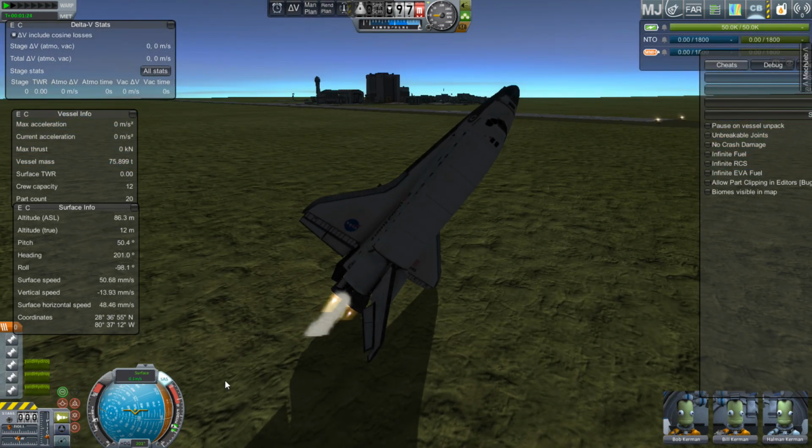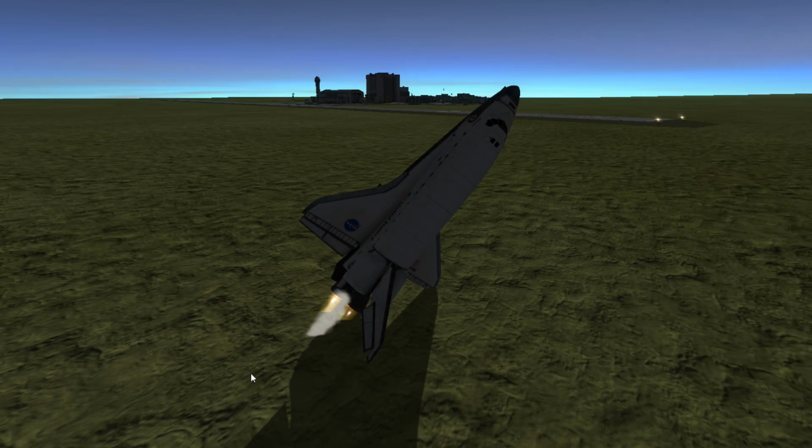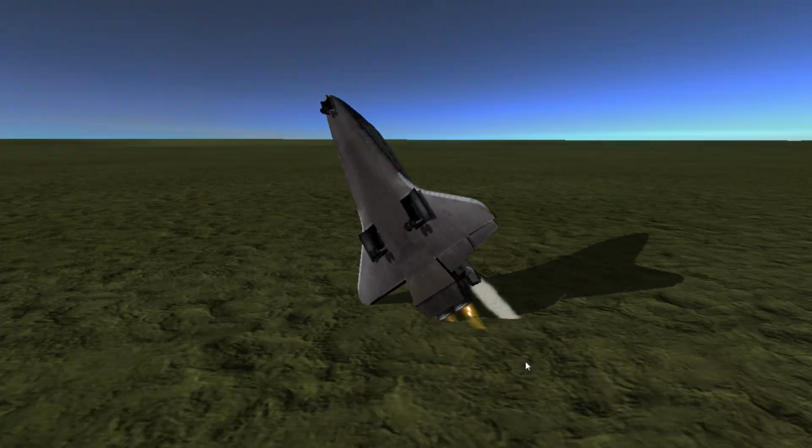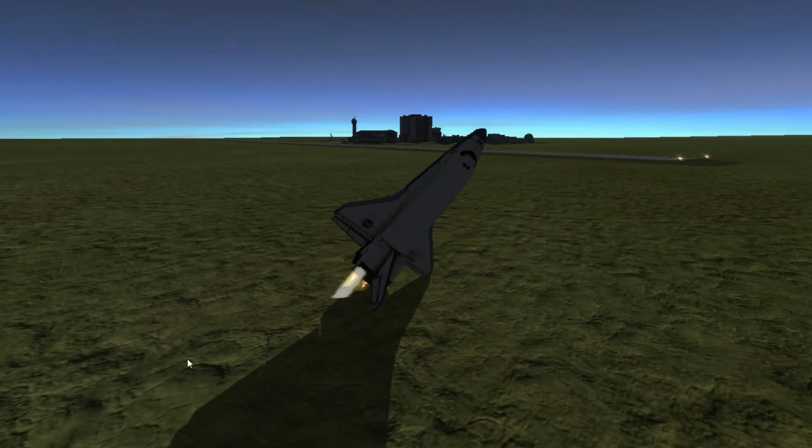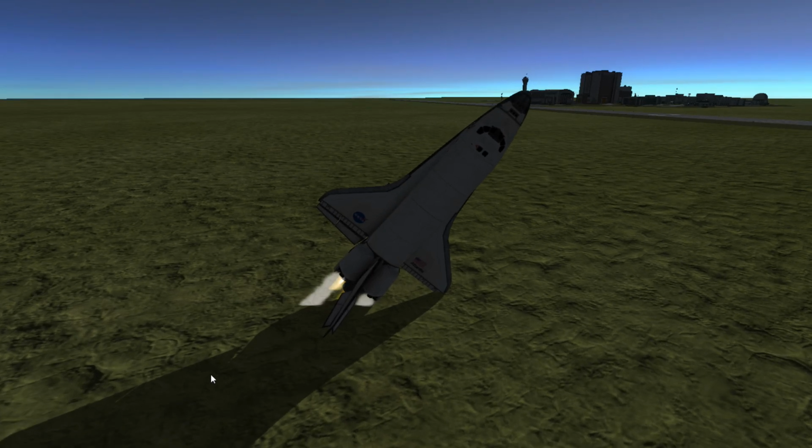But at least we can make a 2-point landing. Well, maybe that's a 3-point landing. Look at that. It's on one wing, its tail stabilizer, and an engine. That is a 3-point landing.